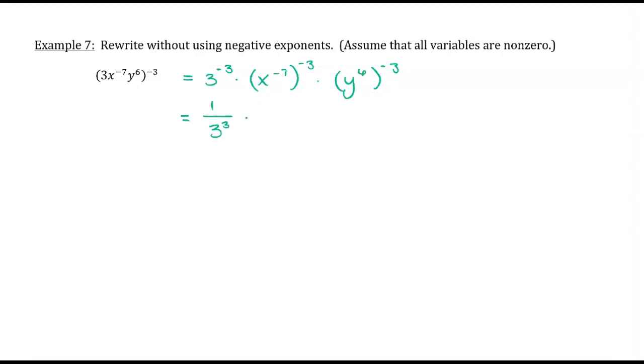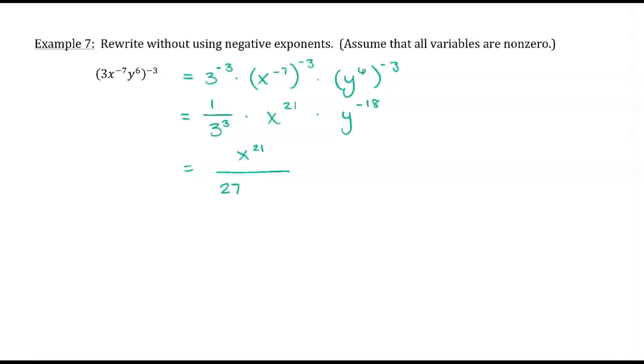We can rewrite 3 raised to the exponent of negative 3 as 1 over 3 cubed. We can use the power rule to simplify x to the negative 7 to the negative 3 as x raised to the exponent of positive 21. We can rewrite this last piece as y raised to the exponent of 6 times negative 3, or negative 18. To rewrite this with only positive exponents, notice that the only thing left in the numerator is the x raised to the exponent of 21. We have a 3 cubed, or 27, in the denominator, and to make that exponent of negative 18 positive, we'll write a y to the exponent of positive 18 in the denominator.